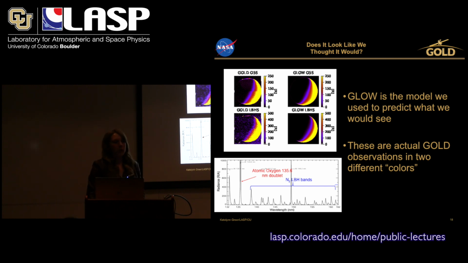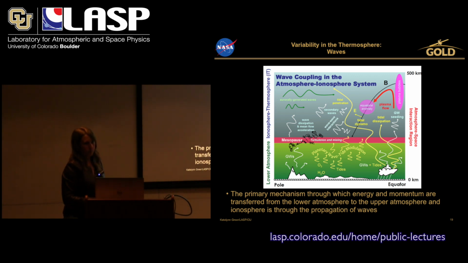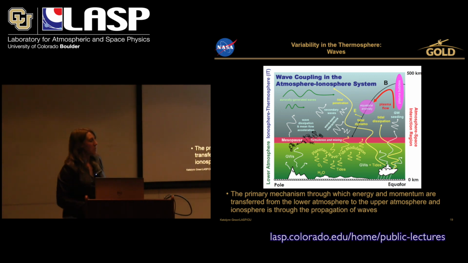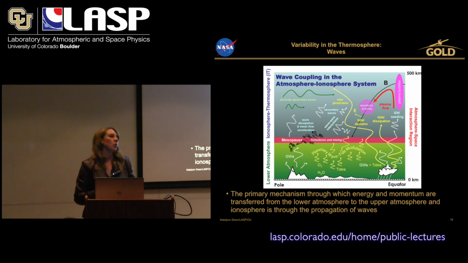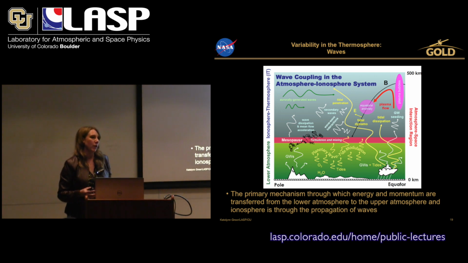All right, so now that I've tried to explain a little bit about GOLD and what we observe, I want to do kind of a left turn into the science that we can do with GOLD observations. This is a diagram that you might see frequently if you're in the atmospheric science community. It shows different waves that exist in our atmosphere. We have gravity waves, we have planetary waves, we have tides, we have planetary waves modulated by tides. The point is there's a whole soup of waves that exist in our atmosphere.